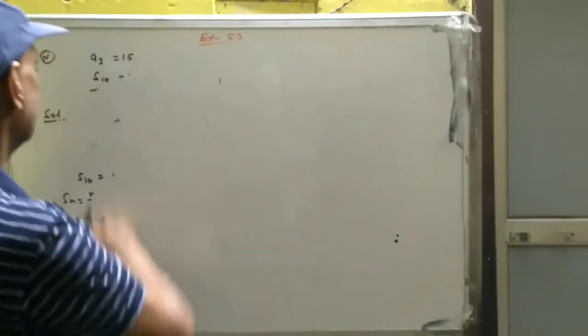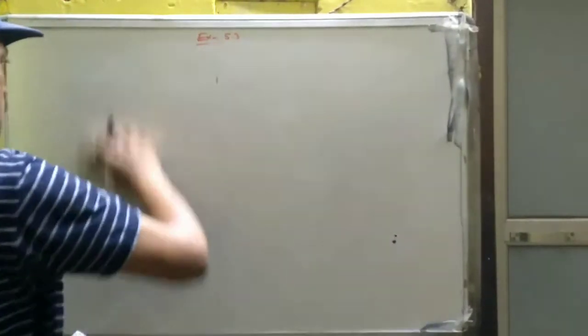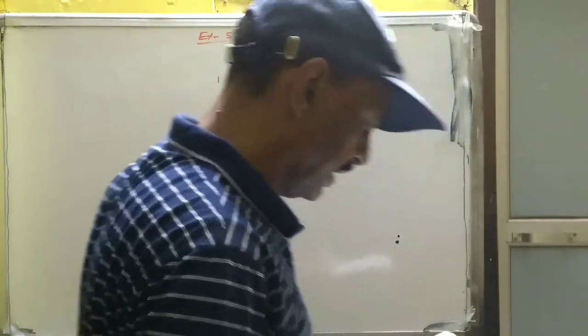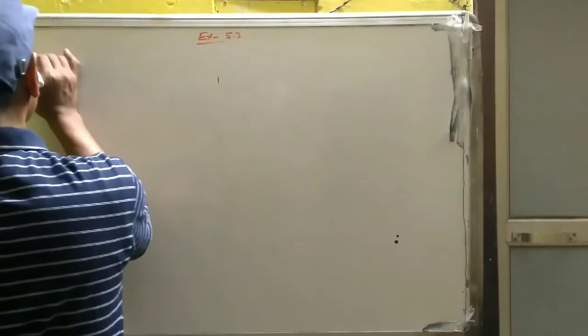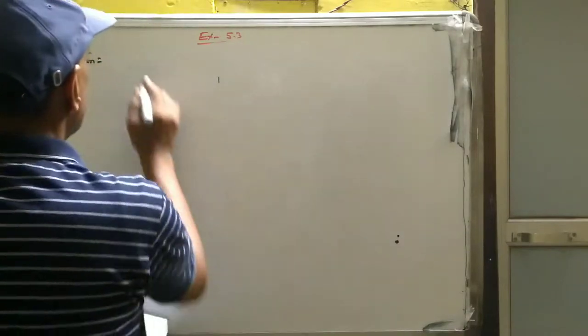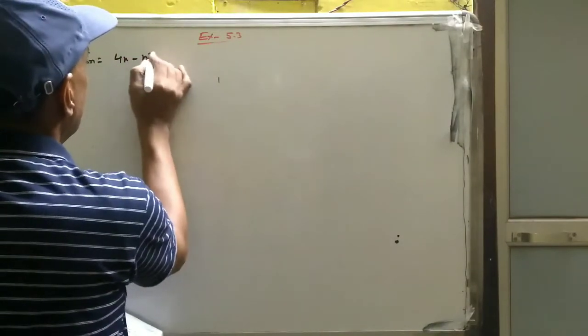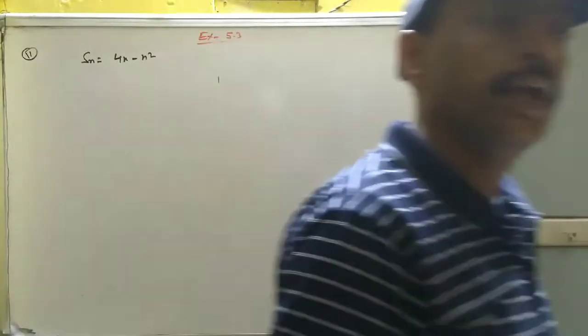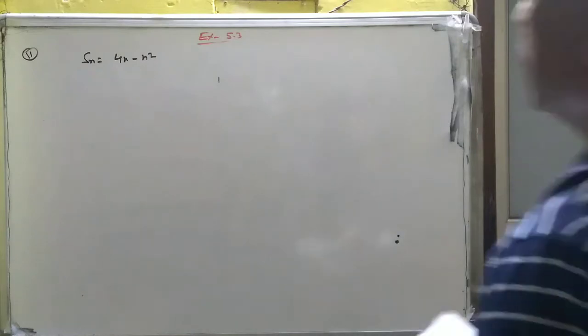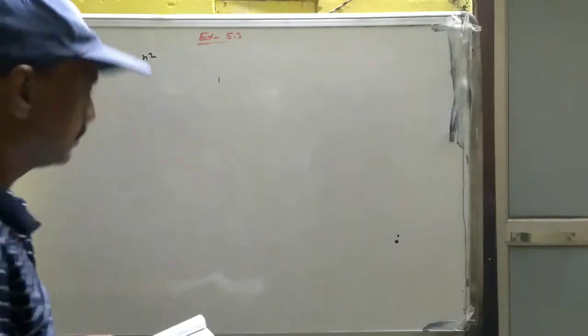In this question it is given that the sum of first n terms of an AP is 4n minus n square. So Sn is given. Sn equal to 4n minus n square. So if Sn is given, we have to find out what is the first term at first.